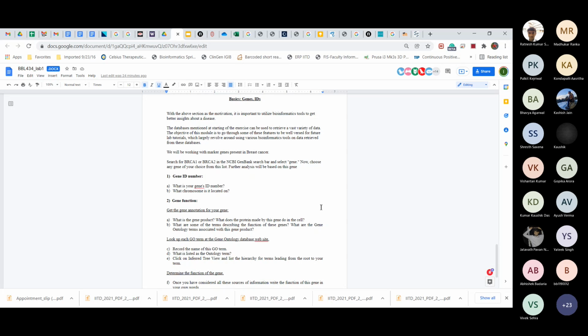When you are describing the function of a gene or a protein, there is something called gene ontology. A gene ontology is nothing but a description of a function in a more formalized fashion. So for BRCA1 or BRCA2, look for the specific gene ontology associated with it, and then go to that gene ontology and understand what it's describing about the gene.